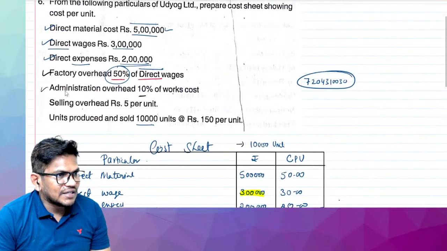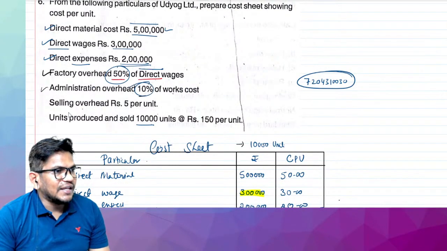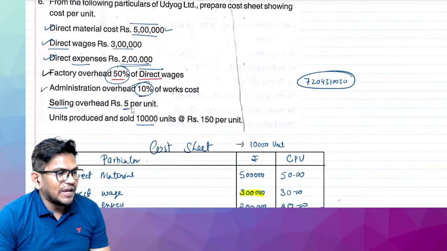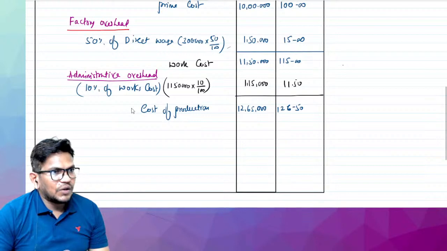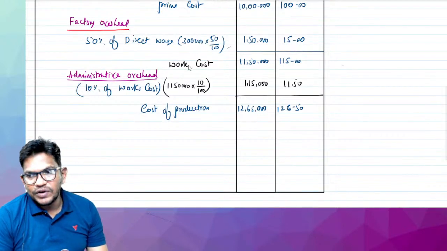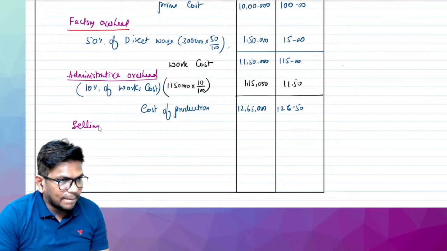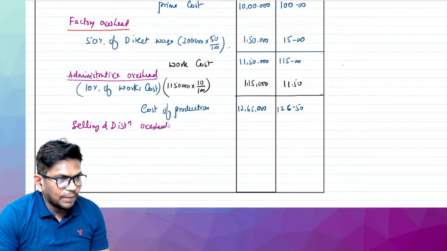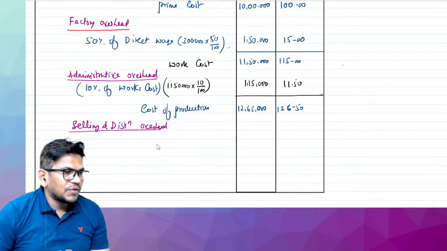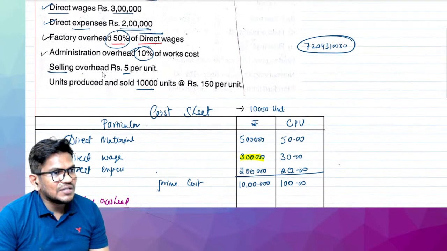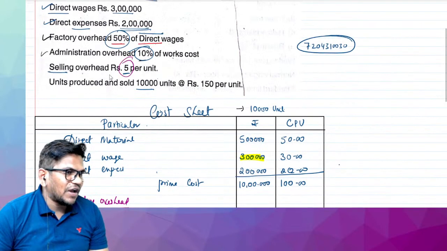चलो, next administrative overhead is done. Selling overhead, the given is 5 per unit. Okay, note down. Selling overhead is, बच्चों जल्दी से लिखिए, टाइम हो रहा है. Selling and distribution overhead. What they given? Selling overhead 5 per unit. They said 5 per unit.